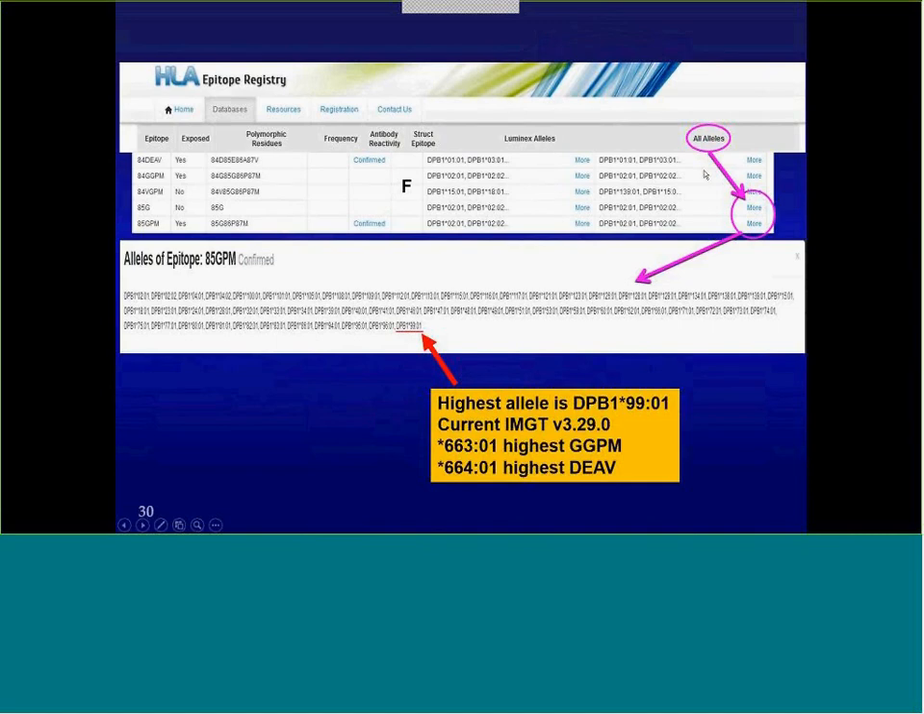If we move a little over to the right, where I have fuchsia color here, if you click on the More button, this will open up a string, as I have down here, of all the alleles from the IMGT website that express, in this case, the GGPM epitope, this confirmed one. So you get the list of all the potential alleles. The only drawback to this website right now is that it's a little bit out of date. It only stops at DPB 99. Right now, as we've indicated, the highest GGPM is 663:01, and the highest DEAV is 664. I understand this is a challenge because it almost seems like new DPB alleles are coming out every day. I think every quarter they're adding at least another 20 alleles to the IMGT website.